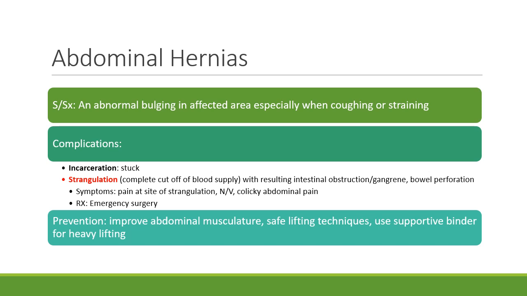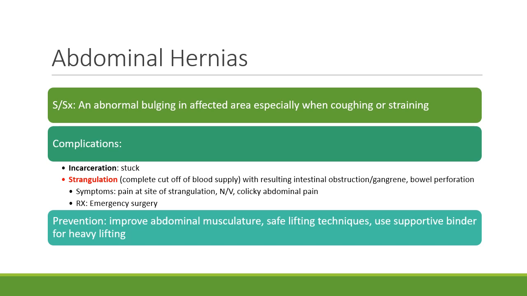Or it could be strangulated. Now, strangulation of a hernia is a surgical emergency, and that is where the swelling occurs either in the incarcerated part or in the opening that the intestine or whatever has come through, and it has swollen to the point or narrowed to the point where the blood supply is now cut off. And so this results in intestinal obstruction, gangrene, necrosis, bowel perforation.